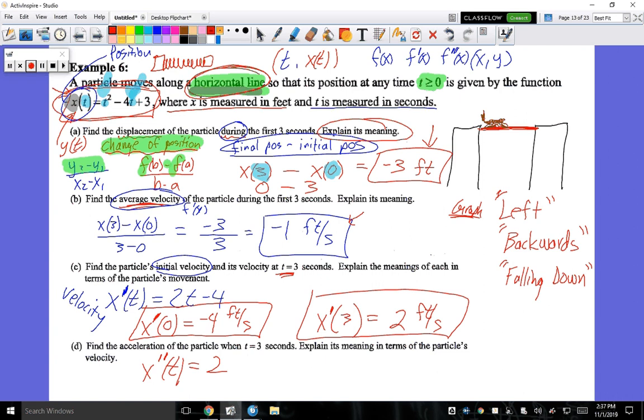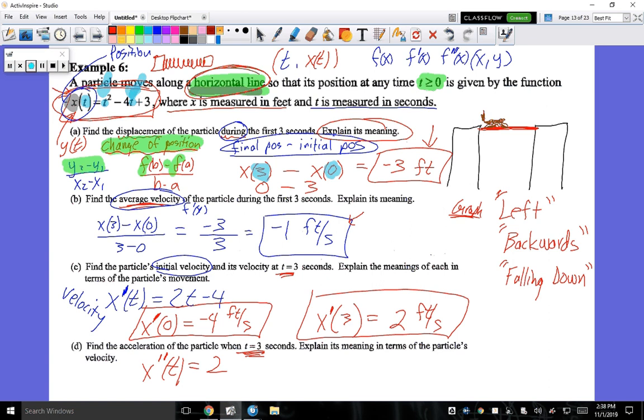So find the acceleration of the particle when t is 3. We found the acceleration function. This is the acceleration function. Let's plug in 3. What do I get? 2. It's still 2. Let's plug in 20. What do I get? 2. So this is a constant acceleration. Is there such a thing? Do we have constant acceleration? Yeah. What's our constant acceleration?